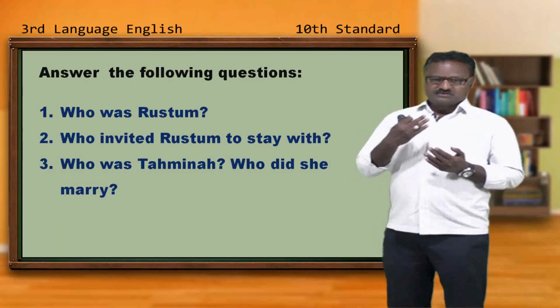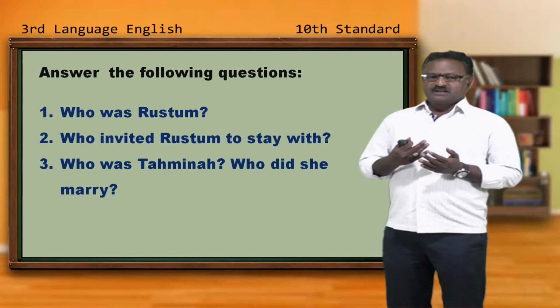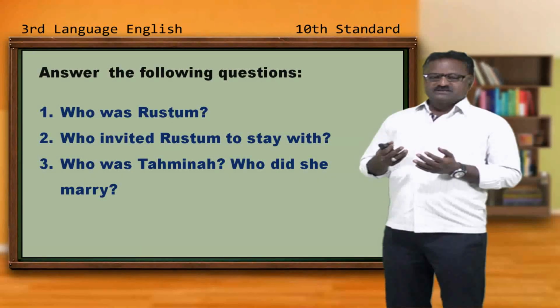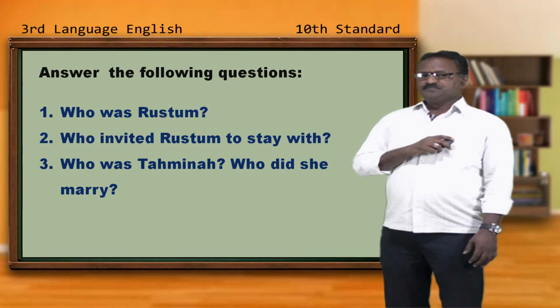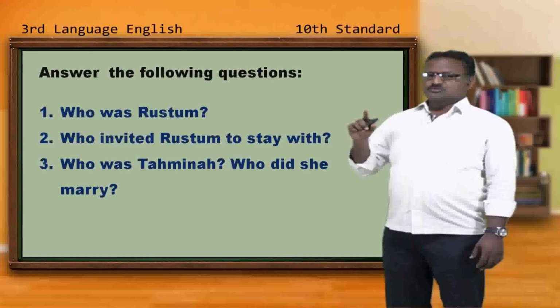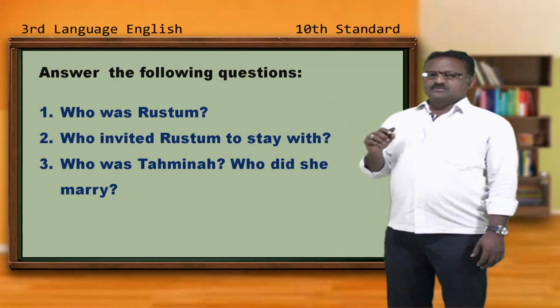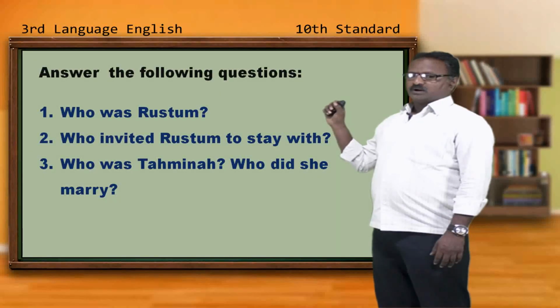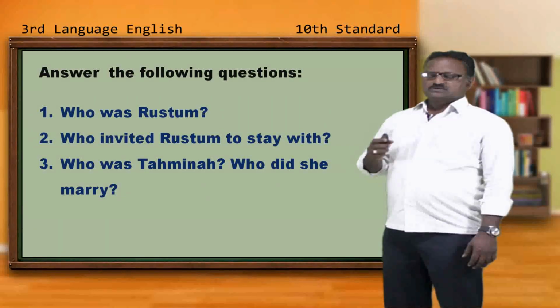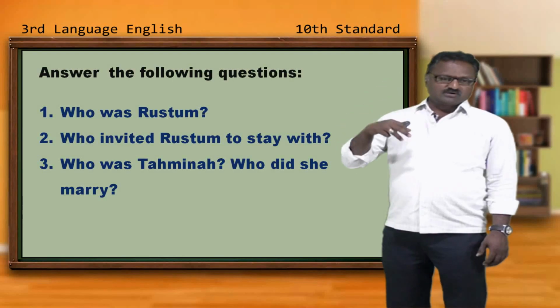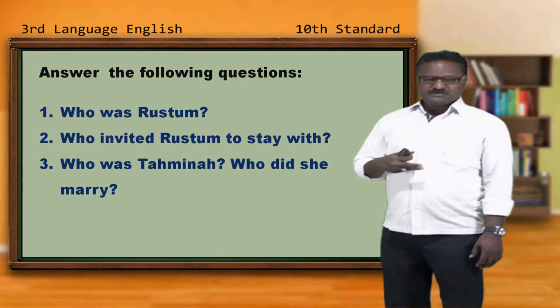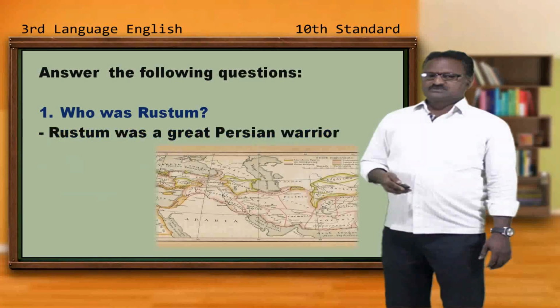So far you have learnt the lesson, Sohrab and Rustum. The three questions: first, who was Rustum? Second, who invited Rustum to stay with? The third, who was Tahamina, and who did she marry? So I think now the answers are rolling in your mind. We shall go with the first one.